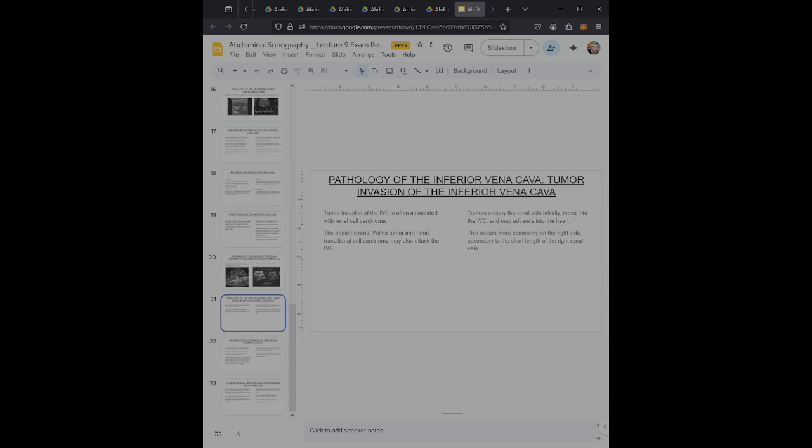The IVC travels through the vena cava foramen of the diaphragm and ultimately terminates in the right atrium of the heart. It can be separated into 4 sections: the hepatic, pre-renal, renal, and post-renal IVC.